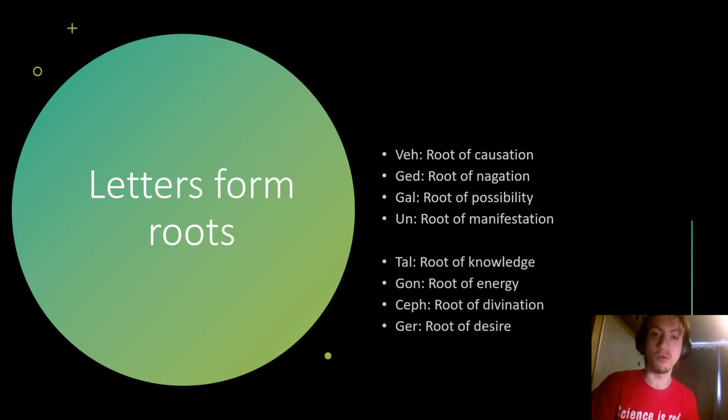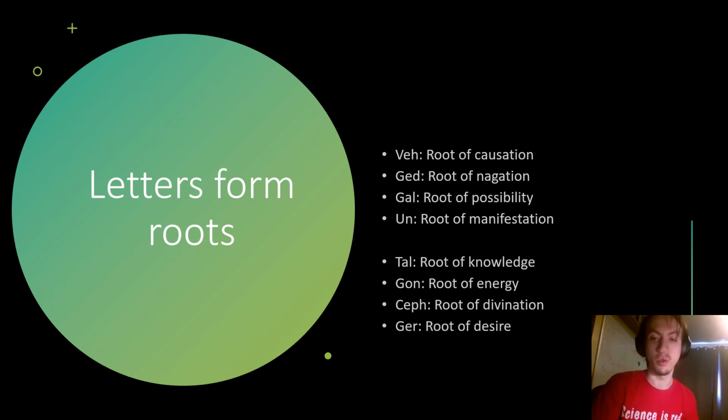So Ve is the root of causation, Ged the root of negation, Gal the root of possibility, and Un is the root of manifestation. And those things are very important because often you want to change or negate change when doing magic. And so these roots are hugely helpful in this respect. And then you have roots more associated with knowledge or things that you wish to gain, and then perhaps a more intellectual or emotional plane. And for these you use different roots.